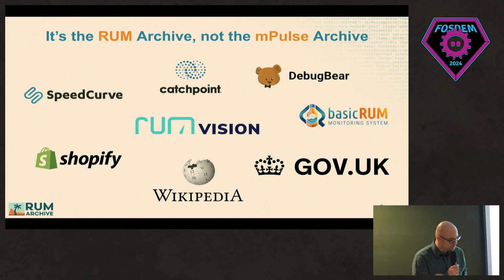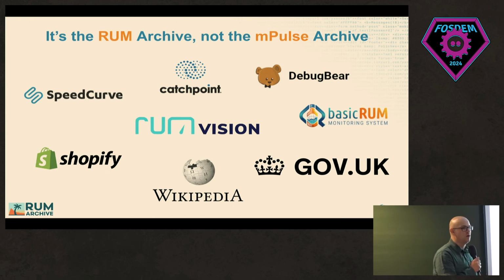Definitely try it out. But what I'm trying to say is that currently the RUM archive only has Akamai mPulse data, but we are very much open to other RUM vendors or even large sites with a big RUM presence contributing data to the dataset as well, to hopefully help us remove some of the biases that we've seen and to get a better picture of the actual global web in the RUM archive.